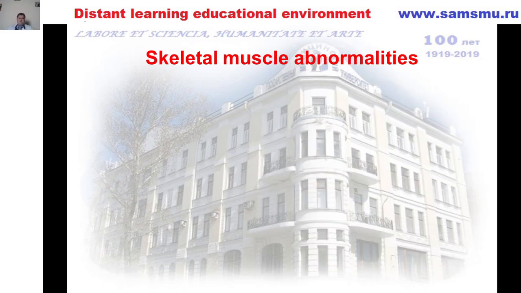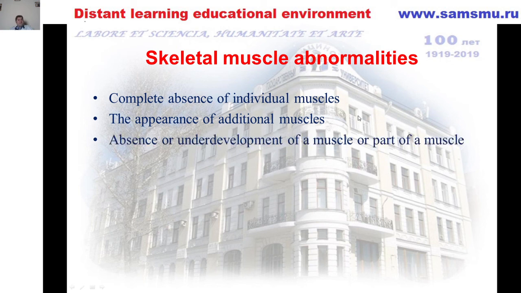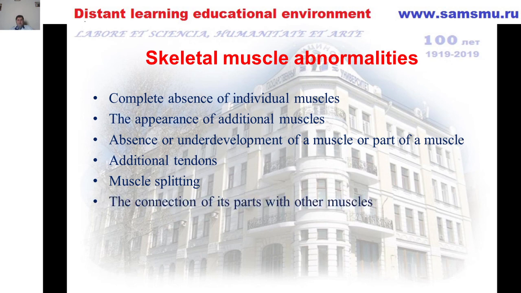So next we talk some words about abnormalities, and I told you about more often abnormalities: complete absence of individual muscles, the appearance of additional muscles, the absence or underdevelopment of muscle or part of muscle, additional tendons, muscle splitting, and at last the connection of muscle parts with other muscles.